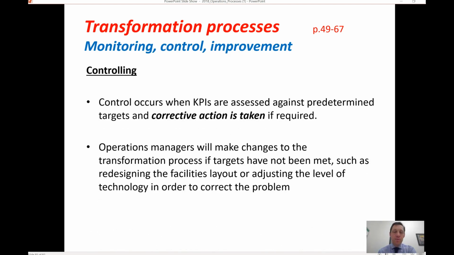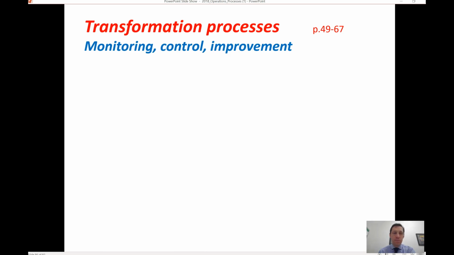Controlling is when you take those KPIs, you make an assessment of them and potentially, not always, but potentially take corrective action. So making changes to the overall process, the transformation process, if the targets haven't been met. So those KPIs would represent the targets. If the targets haven't been met, the change might be to redesign the facility layout or adjust the level of technology to try to overcome this problem.